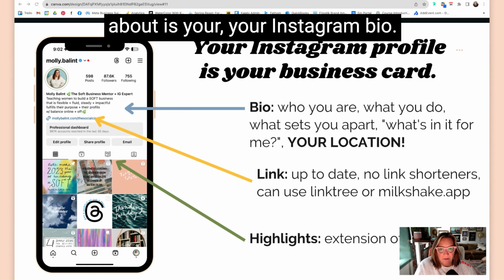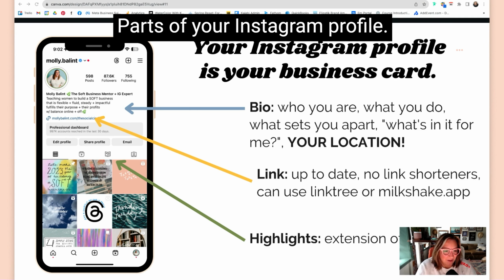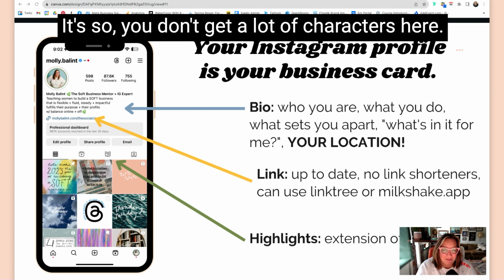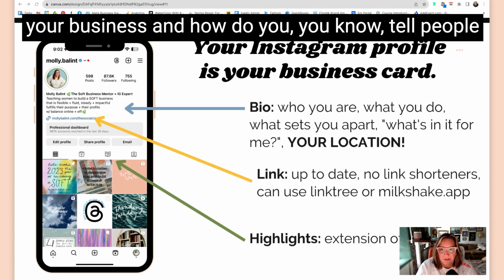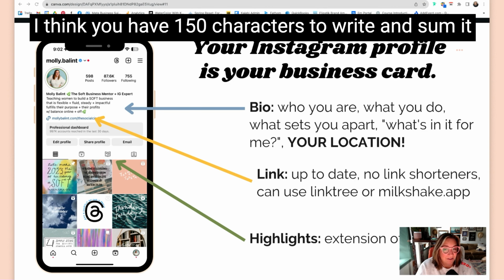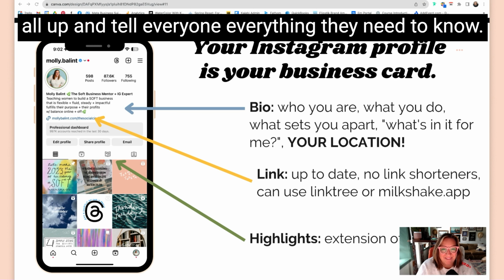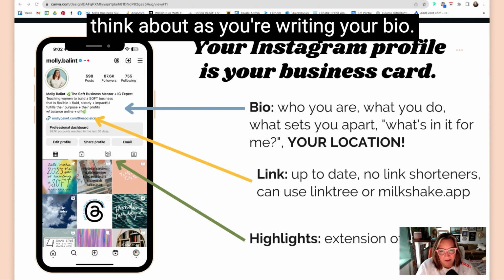The next thing I want to talk about is your Instagram bio. This is one of the hardest parts of your Instagram profile. It's one of the hardest things to do. You don't get a lot of characters here, so it can be really hard to feel like, how do you describe your business, and how do you tell people about you in so little space. I think you have 150 characters to write and sum it all up and tell everyone everything they need to know. A couple of things that you should think about as you're writing your bio.